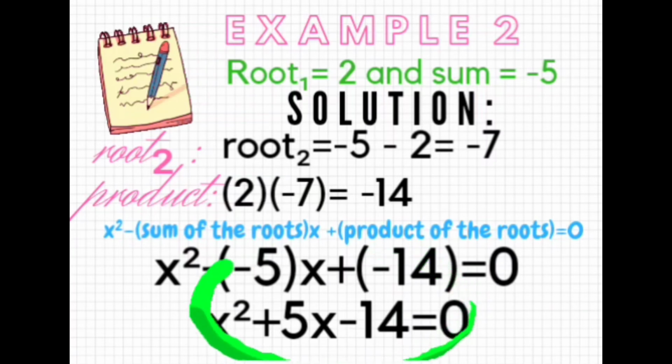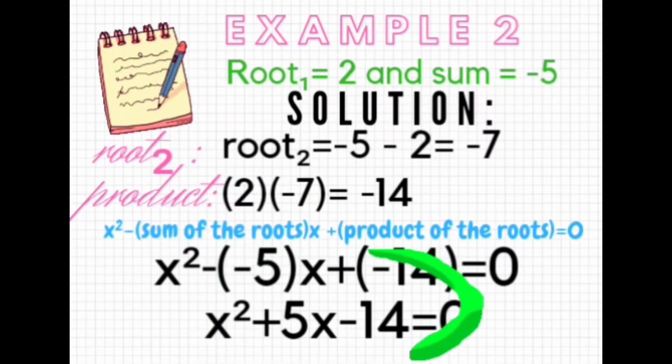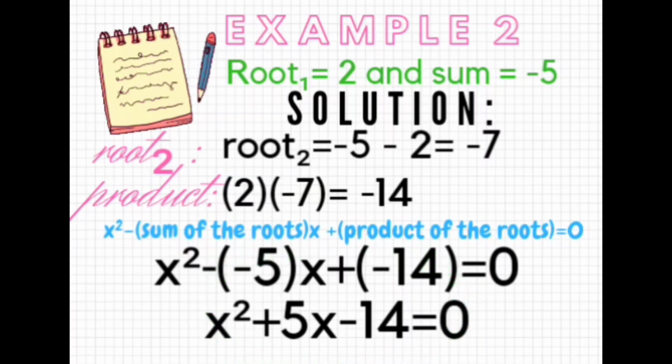Then, substitute the value of the sum, which is negative 5, and the value of the product, which is negative 14, in x squared minus sum of the roots x plus product of the roots equals 0. So therefore, we will have x squared minus negative 5x plus negative 14 equals 0. Therefore, the unknown quadratic equation in example number 2 is x squared plus 5x minus 14 equals 0.